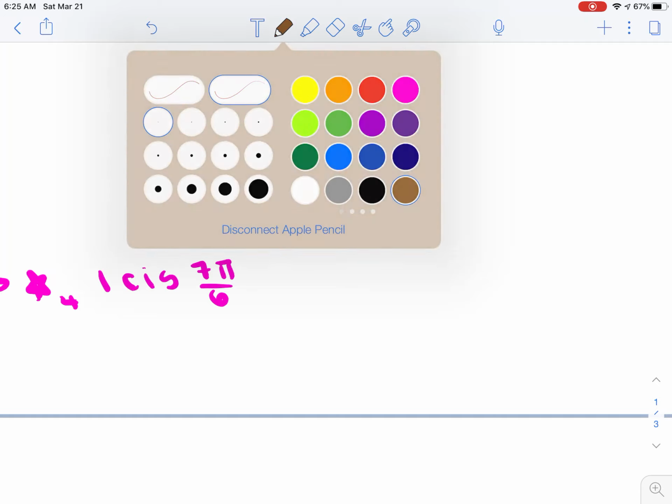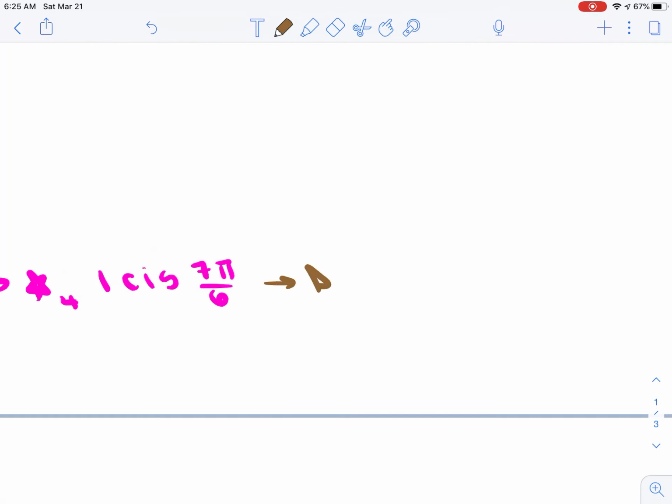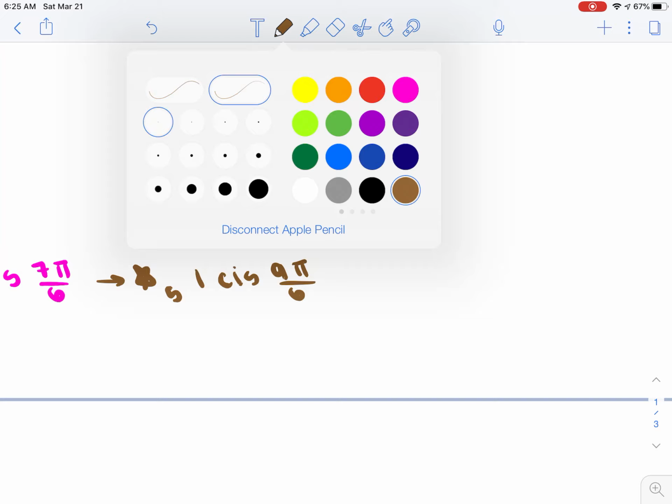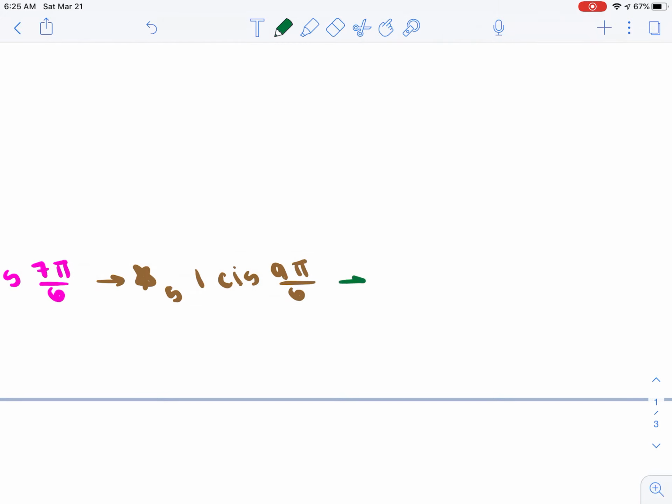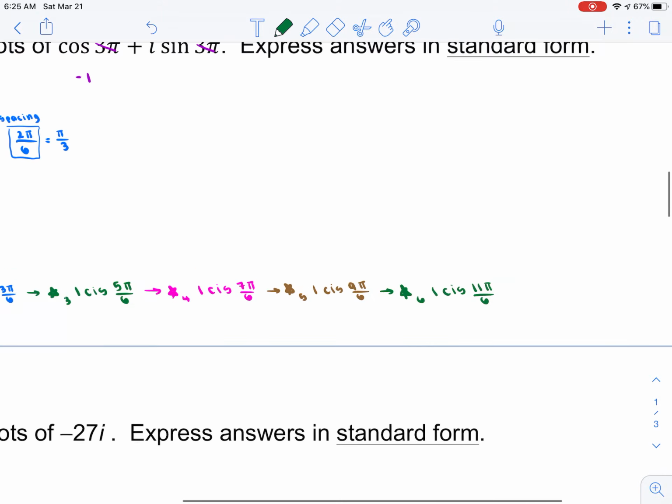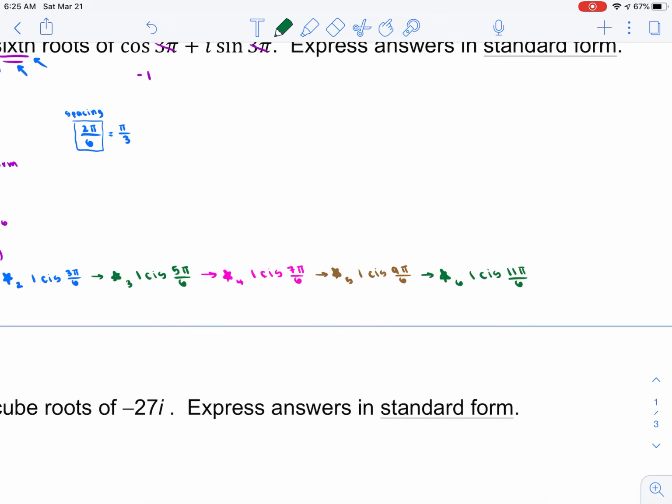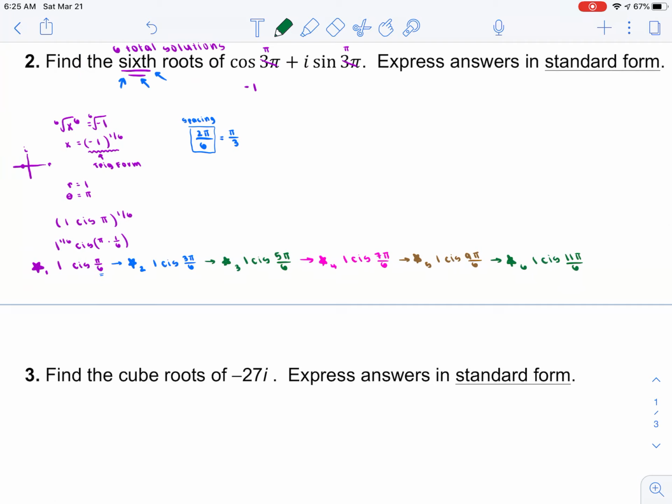And then I'm going to go brown. I'm going to get 1 kiss, and then this will be my 9 pi over 6. And then we have one more. 1 kiss, and then that would be 11 pi over 6. Notice if you add another 2 pi over 6, that's going to take you to 13 pi over 6, which is equivalent to the first answer of pi over 6. So those are all the different answers.